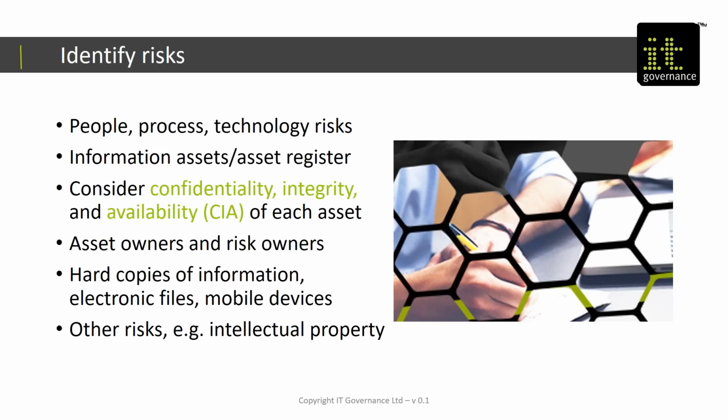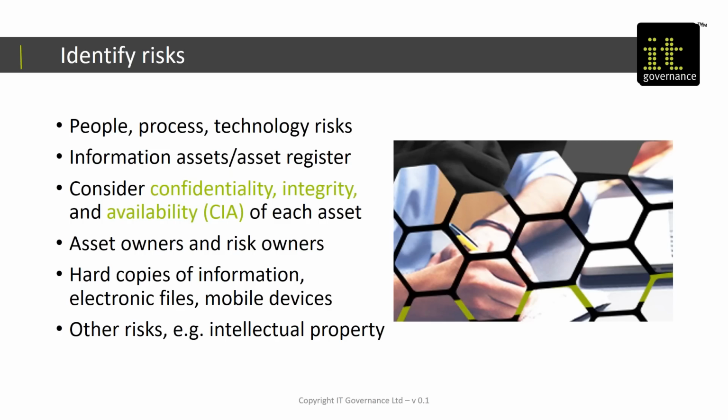So you've got to be looking at things people might do, weaknesses in processes, and weaknesses in technology that might be exploited either deliberately or accidentally by an attacker or by a natural event. You've also got to identify information assets. That means you need to create an information asset register. And that means you'll need some rules for what you want to be on the information asset register. You want to determine whether you want everything on there.